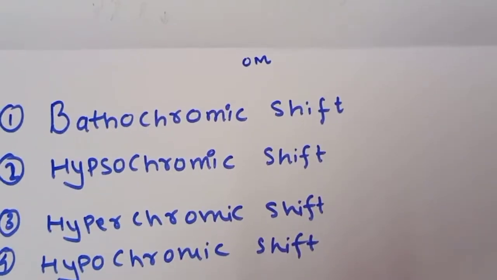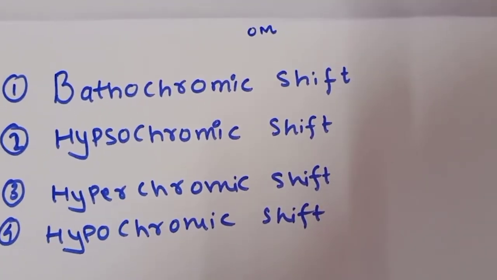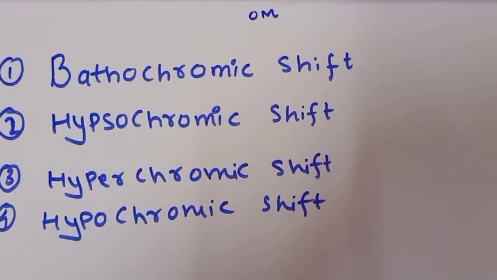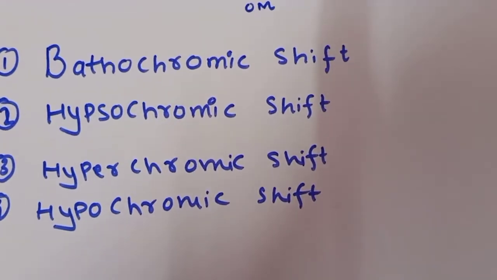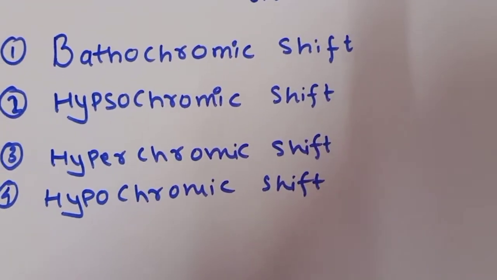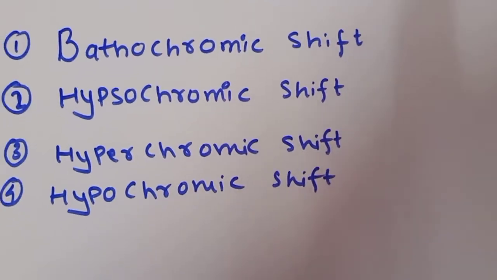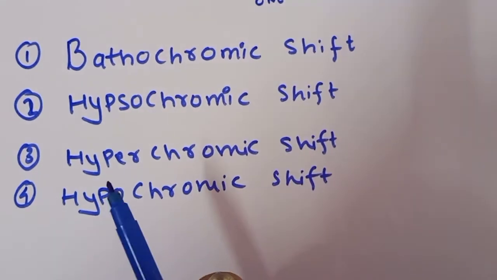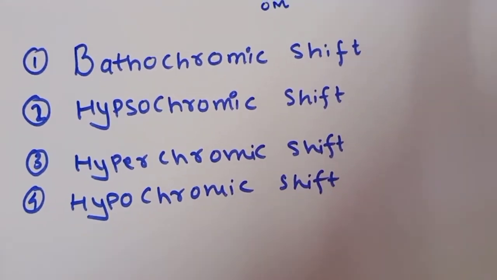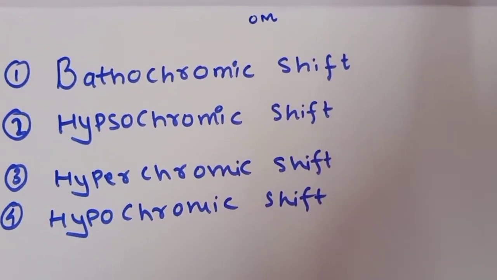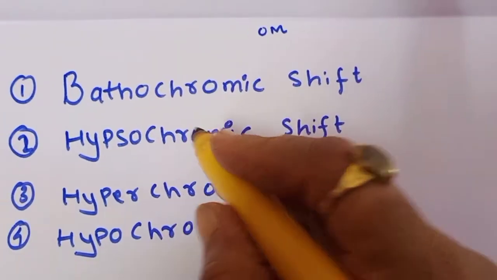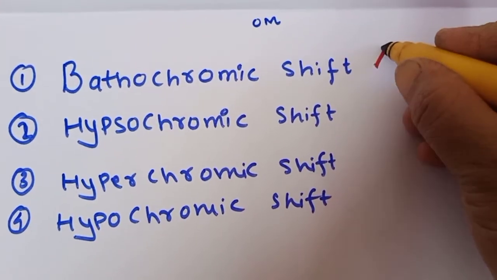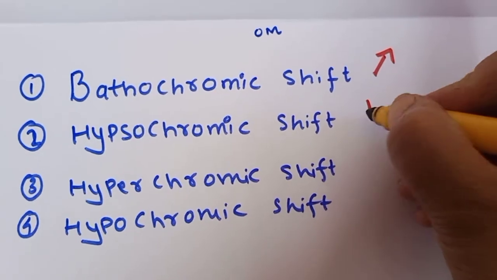So just welcome back. So students, in this topic we will discuss the 4 types of the shift, second part of our class. So there are basically 4 types of the shift. First is our bathochromic shift, hypsochromic shift, hyperchromic shift and the hypochromic shift. So just for remembering, what do we have to keep in mind? In bathochromic shift it will increase the absorption maximum, in hypsochromic it will decrease the absorption maximum.